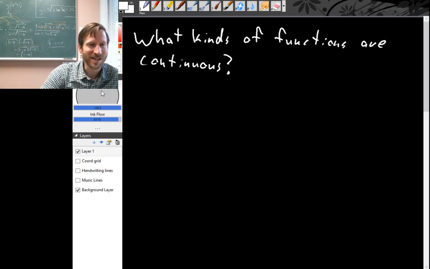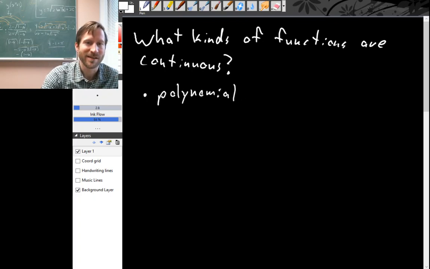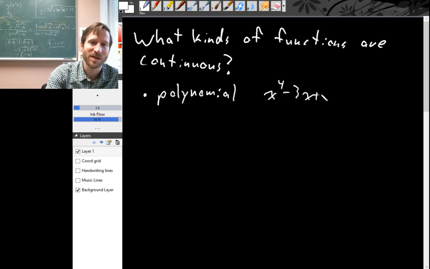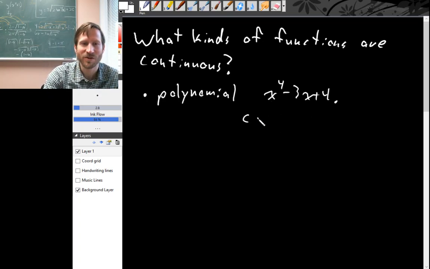And there are actually large categories of graphs that are always continuous. So one kind of graph you might think of is a polynomial. Right, something like x to the 4th minus 3x plus 4. If you've graphed polynomials, you know that they never have any breaks in the graph. Polynomials are continuous everywhere.